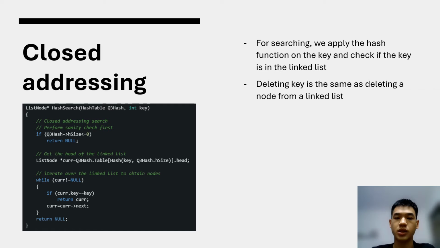So the next thing for close addressing would be searching. For searching, what we do first is to perform the sanity check to make sure that the hash table size is greater than 0. So the next thing that we will do is to obtain the hash address. So given a key, say I want you to search a key. Alright, how do you know where this key exists or lies on the hash table? It will lie in the location hash, which will give you your hash value.